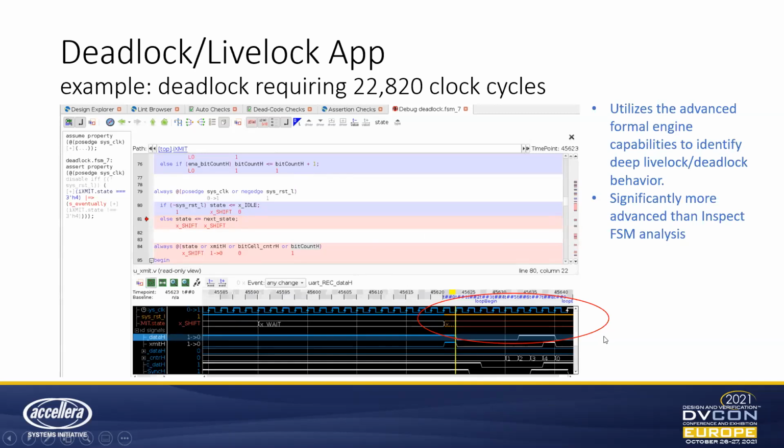As you can see, deadlocks and livelocks include liveness properties, therefore you have a long number of cycles. But it's important that a stronger analysis is possible to identify livelocks, and this utilizes advanced formal engine capabilities to identify this deep livelock deadlock behavior. So it's significantly more advanced than inspect FSM analysis. And if someone is interested in having a thorough check on the FSMs, then using the deadlock and livelock app is encouraged.